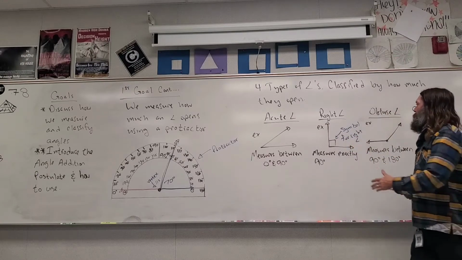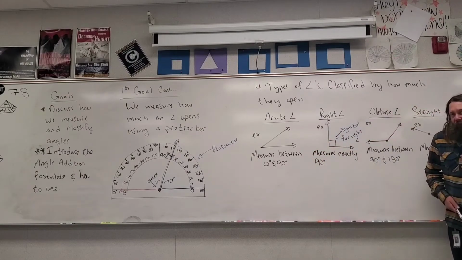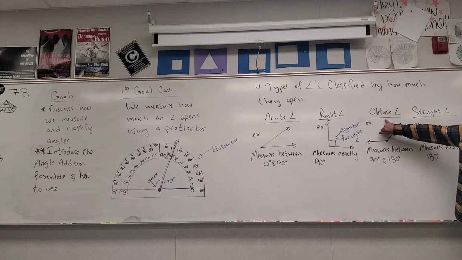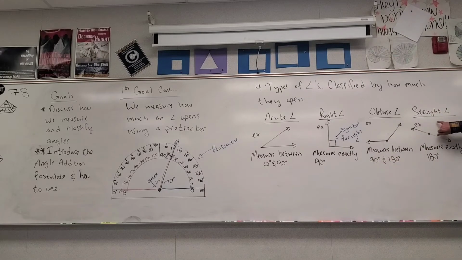If it opens less than a right angle, it must be acute. If it opens more than a right angle, but not to 180 degrees, we call that an obtuse angle. It opens more than a right angle, but less than a straight angle. A straight angle measures exactly 180 degrees.